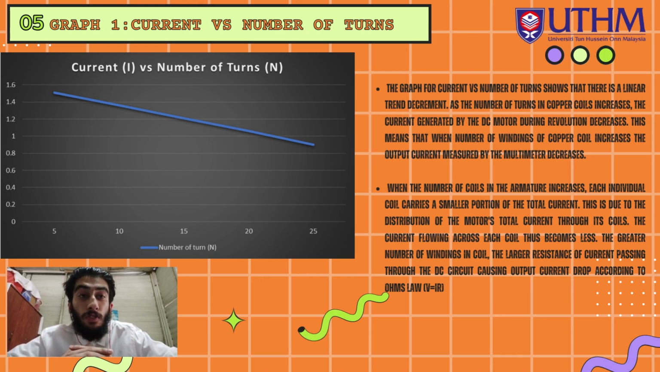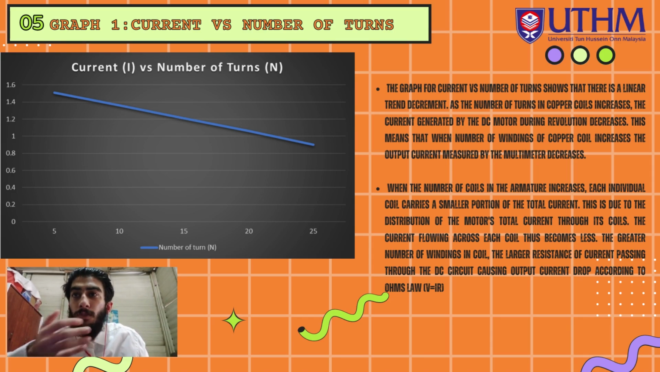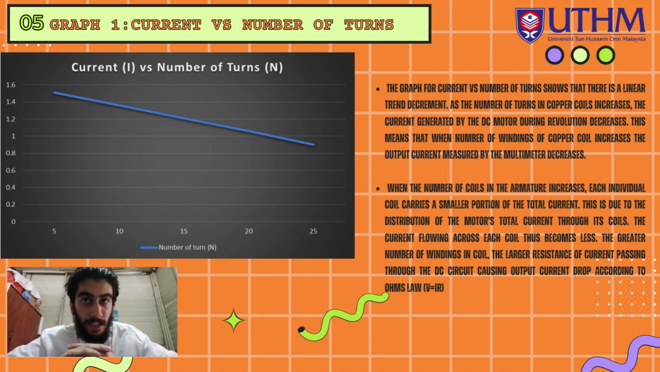Next, moving on to the construction of the graph. In this experiment, we construct two graphs, which are current versus the number of turns, and current versus the rotational speed RPM. So moving on to the first graph, which is current versus the number of turns. The graph shows that there is a linear trend decrement.